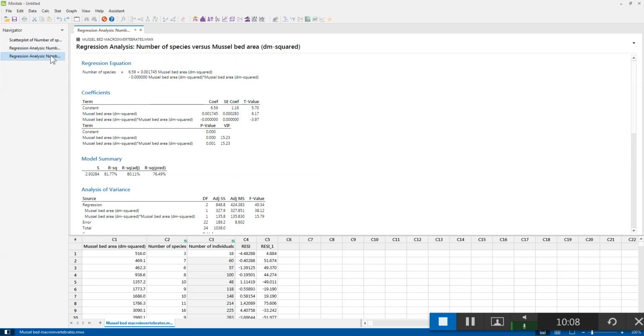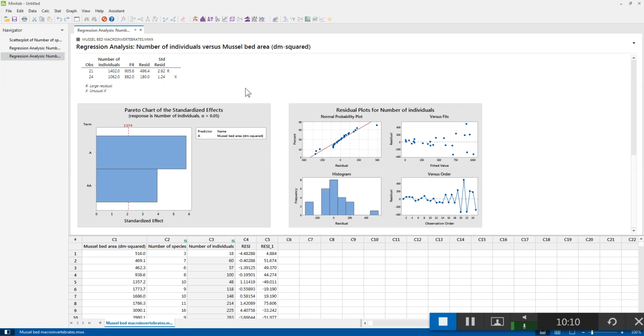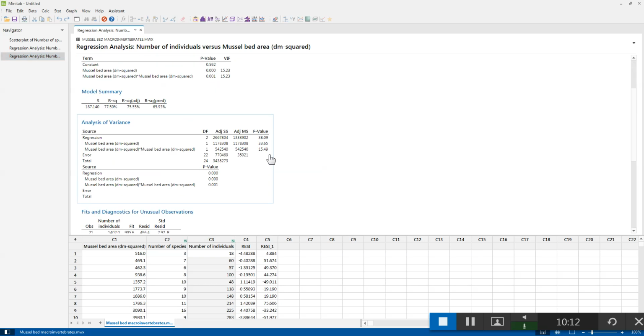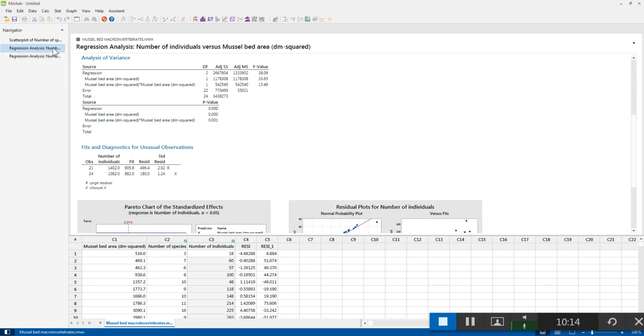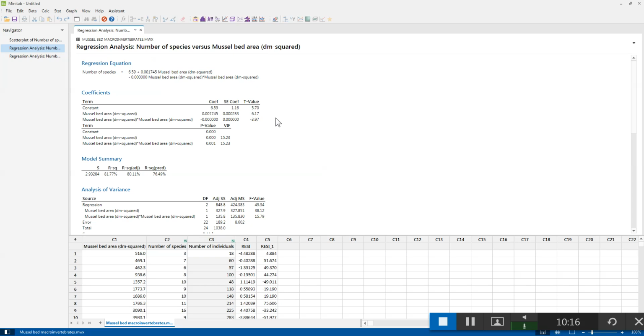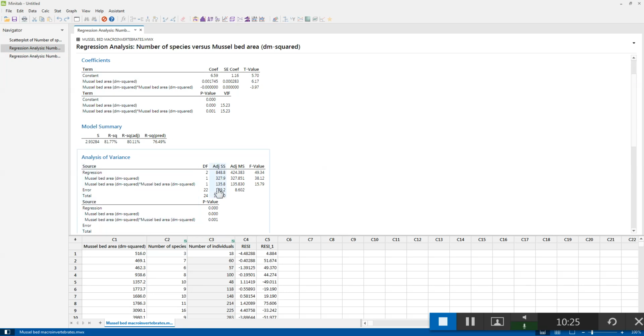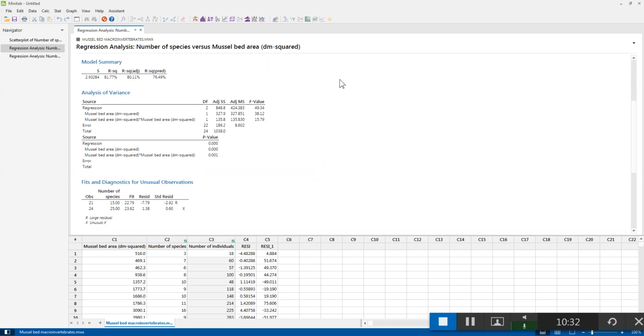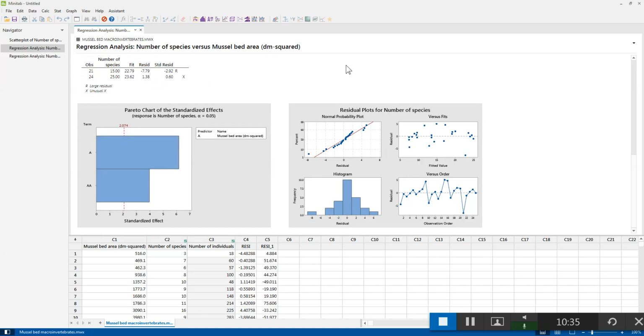Now we can do the same thing for number of species. In fact, we've been through number of individuals, haven't we? This is then going to be number of species versus mussel bed area, and we've got the same thing. Look, with R squared a bit higher for number of species, but we've got a significant regression here. A, B, and B squared are all significantly different from 0, which is good. So we've described the data.